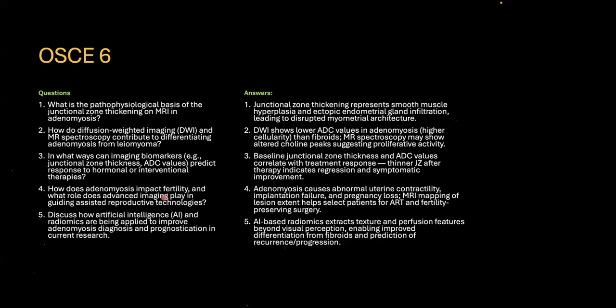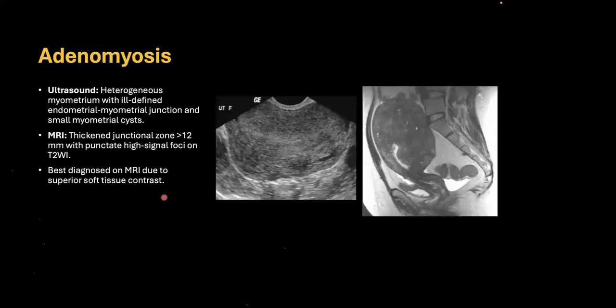So discuss how artificial intelligence. So in this case, AI-based radiomics extracts texture and perfusion features beyond visual perception, enabling improved differentiation from fibroids. Yeah, fine. Okay.